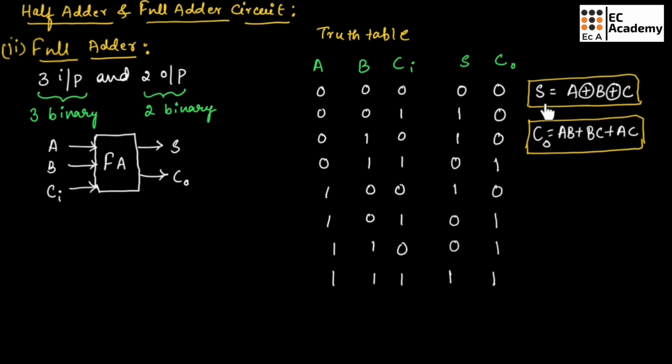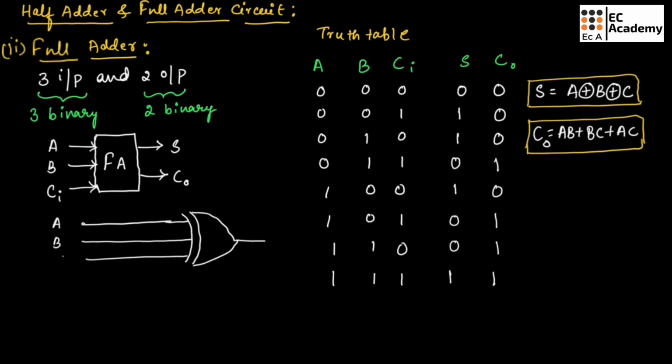Now using these Boolean expressions, we can write the logic circuit. To implement sum, we require one XOR gate with three inputs A, B and C. To implement carry, we require three AND gates for AB, BC and AC and one OR gate to add these variables. To represent sum, we can take a three input XOR gate with A, B, C as input. So sum will be equal to A XOR B XOR C.